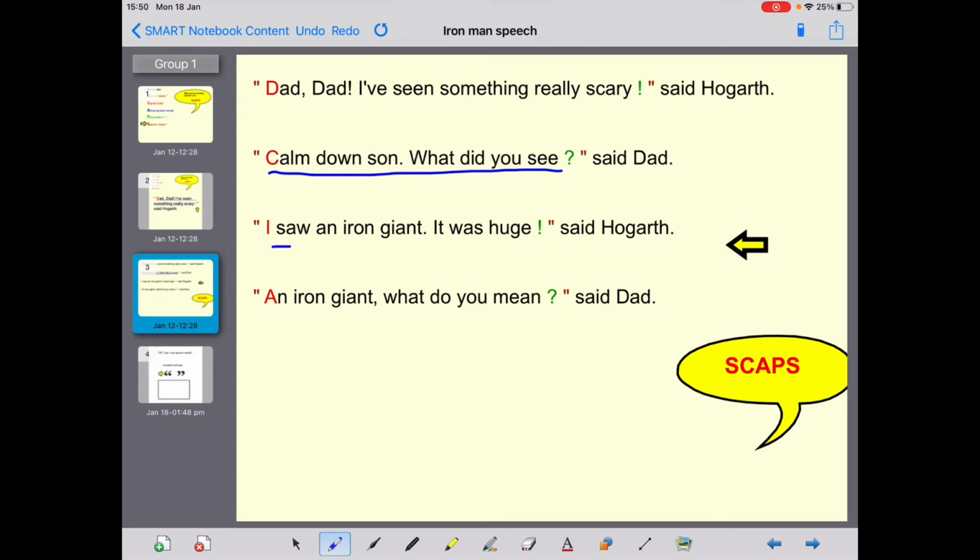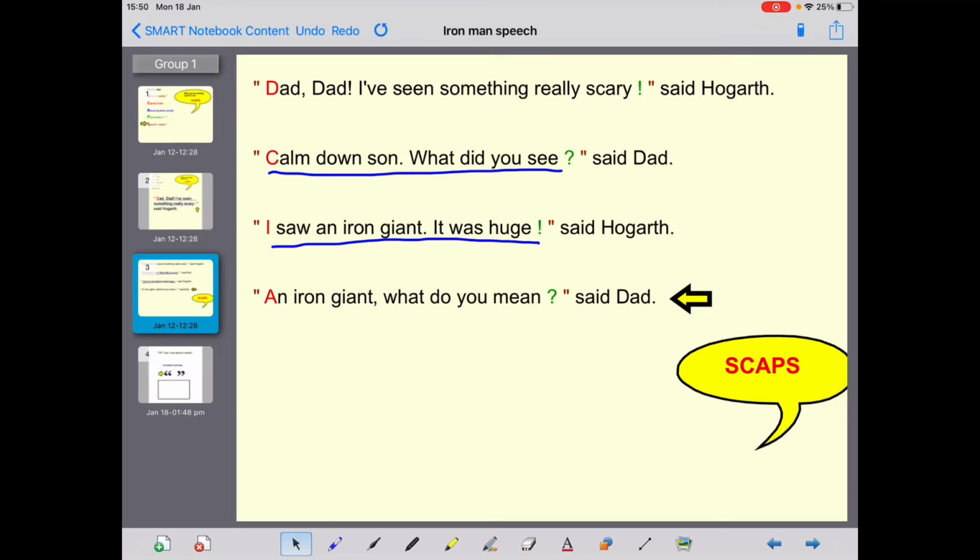"I saw an iron giant. It was huge," said Hogarth. Did you get the blue line in the right place? Those are the actual words spoken by Hogarth. And finally, I'm going to pause for a moment.